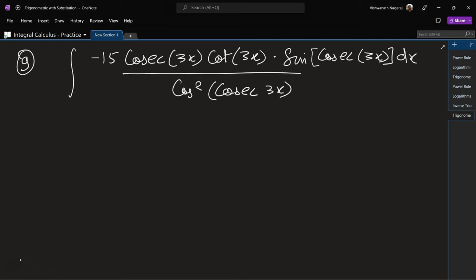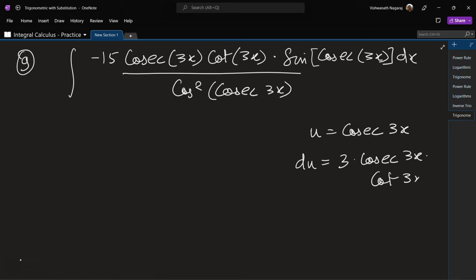Okay. Now again, no need to panic. We need to remember this: the derivative of cosec x is minus cosec x cot x, right? So let's say u is equal to cosec 3x. So du would be 3 times cosec 3x cot 3x, and there is a minus sign in the derivative.